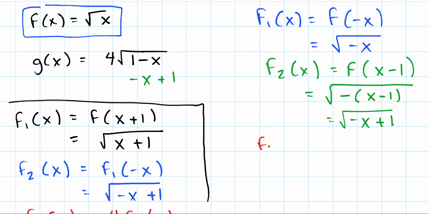And then your last function can be what you think it is, which is 4 times f2 of x, which is going to be 4 square root negative x plus 1.